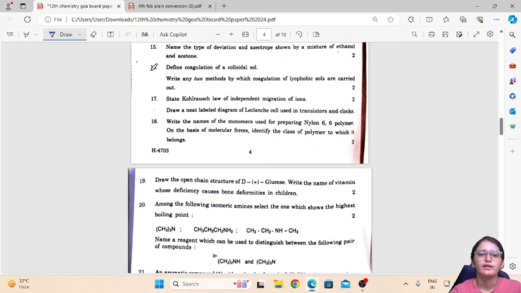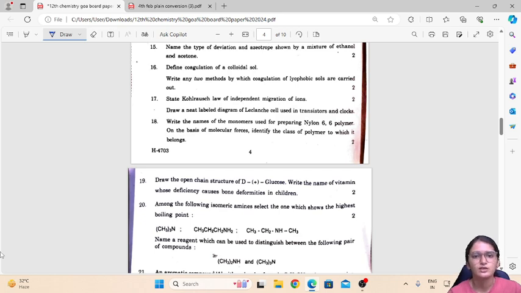Okay, and then two methods by which coagulation of lyophobic sols is carried out. Here we have different methods. From that, one method is electrophoresis. By doing electrophoresis we can carry out the coagulation of lyophobic sols. And then one more method is persistent dialysis, meaning if you carry out continuous persistent dialysis, then also we can carry out the coagulation of lyophobic sols.